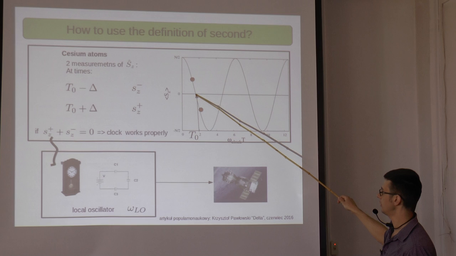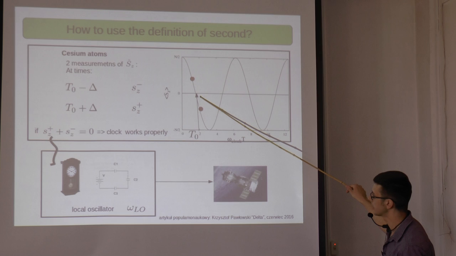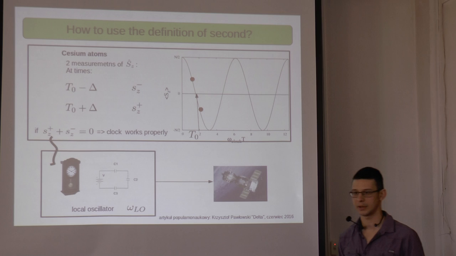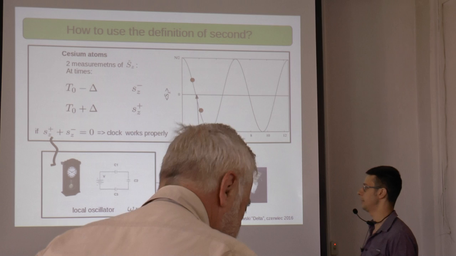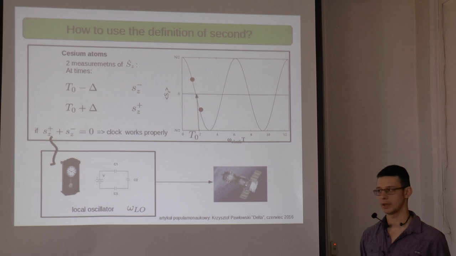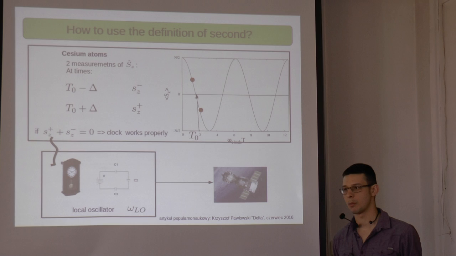If this was zero, at the time at which we expected zero, it was zero measured, then we would say that this local oscillator is synchronized with the atomic frequency standard and everything is fine. But of course, usually it's not so. Usually this average Sz is just a bit above or a bit below zero, and then it means that there is some mismatch between the local oscillator and the frequency standard, and we have to tune the frequency of the local oscillator such that it will match the frequency standard in the next measurements.